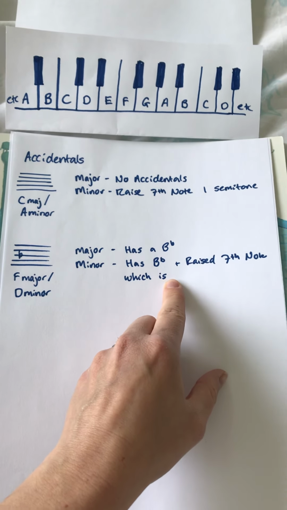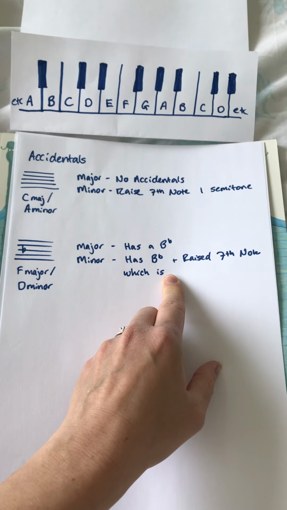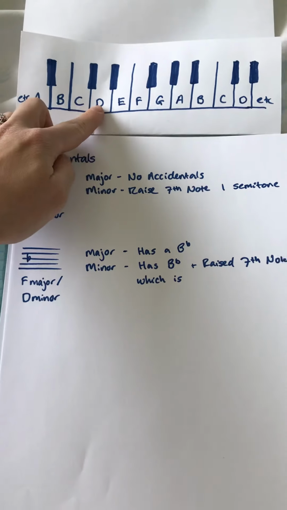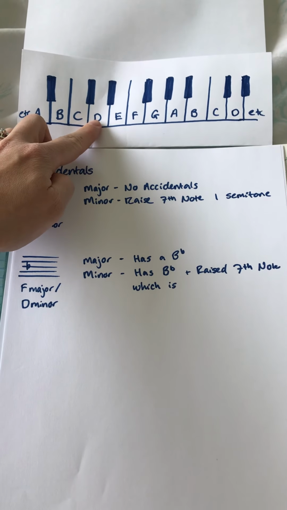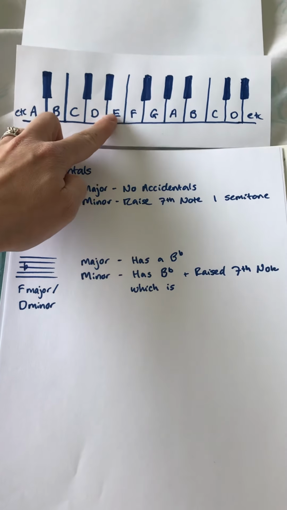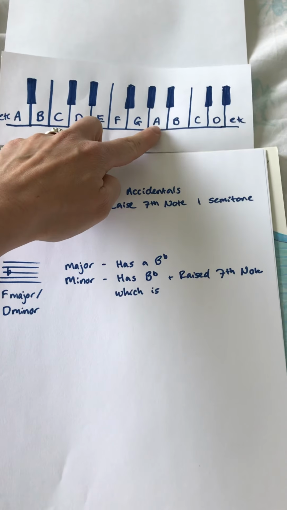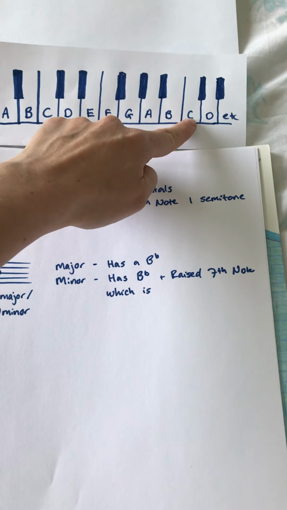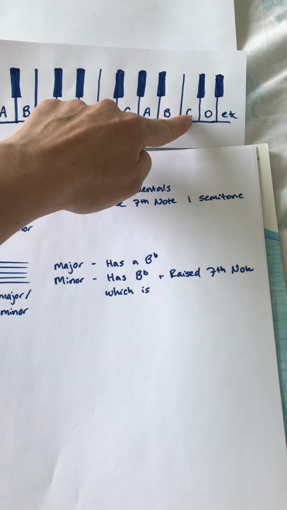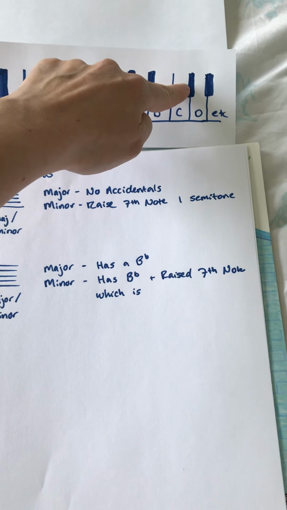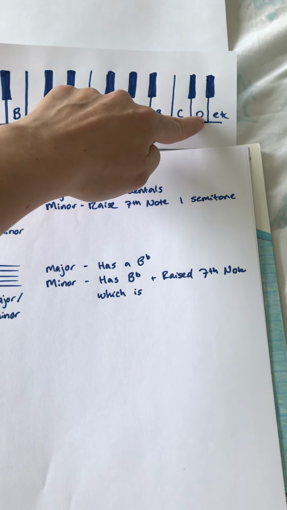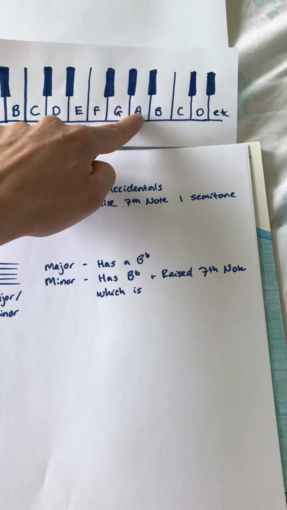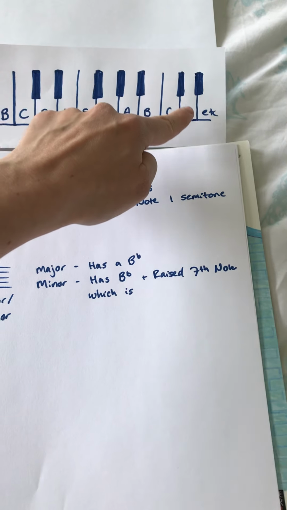Okay, so I'm going to work out what that is with you and then I'm going to leave the last one to do by yourself. So if we count up from D, okay, so D is number 1, we're looking to raise the 7th note. So we've got 1, 2, 3, 4, 5, 6, which is B flat, 7 is C. So if we're raising that by a semitone, we would get to C sharp. Then the final note of our scale would be D. Okay, so we'll go D, E, F, G, A, B flat, C sharp, D.